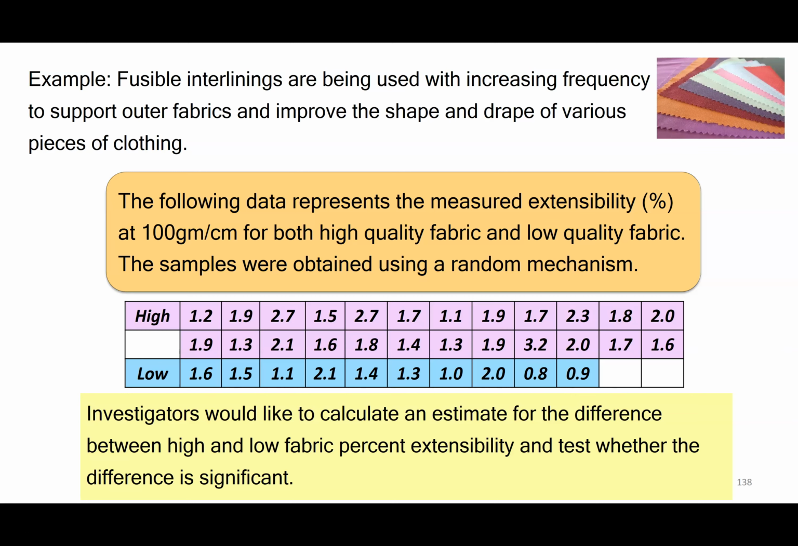At 100 grams per centimeter, maybe it's grams. I don't know. G is grams for both, but GM might be something else. High quality fabric and low quality fabric. So they're looking at the extensibility for high and low quality fabric.